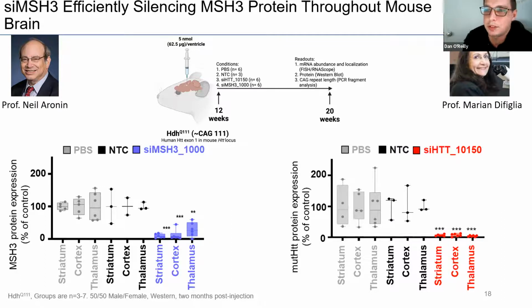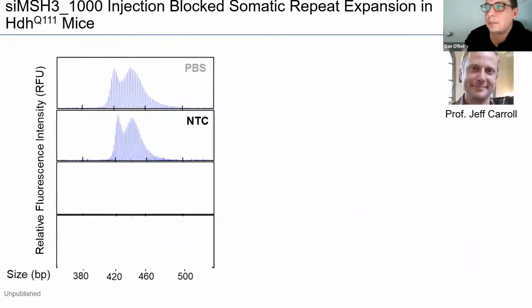Now, the big question is, we have such great silencing of the MSH3 protein, do we block somatic expansion? The fragmentation analysis, to do this, is essentially PCR. And you can see from the PBS and NTC, you get these broad distributions. Essentially, each peak is another CAG repeat that adds on over the time of the experiment. And Professor Jeff Carroll, I just want to highlight, performed all these experiments and was a great collaborator for this. If we look at the distribution of both the PBS and the NTC, once they start, they don't stop expanding essentially.